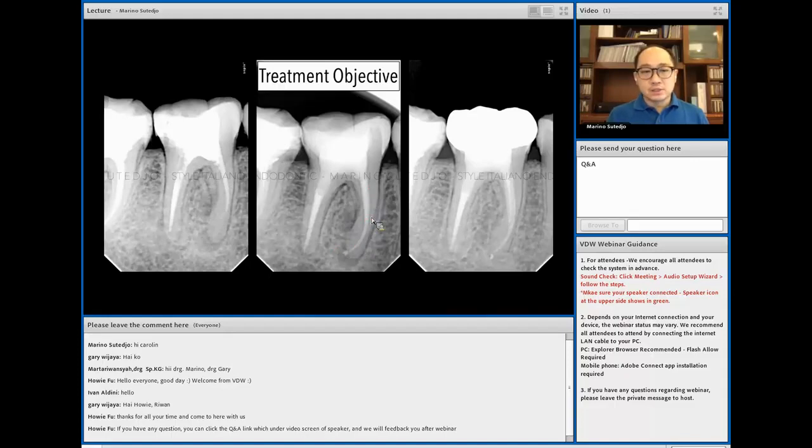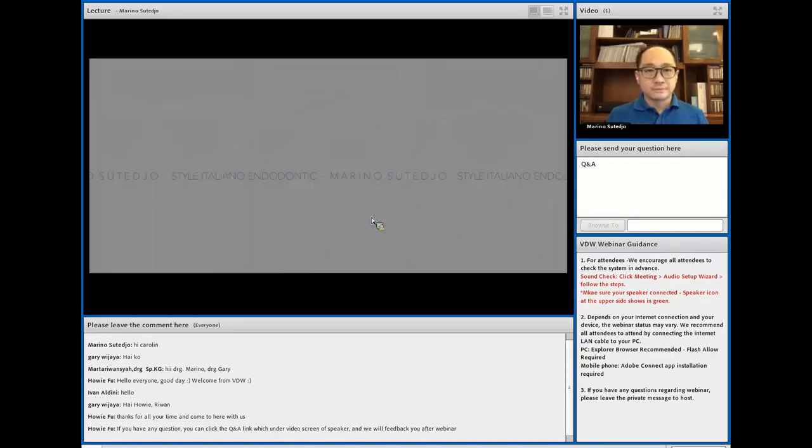We need to find the canals. We need to disinfect. We need to seal, and we need to furthermore provide good restorative treatment. And we will fulfill the final objective of endodontic treatment.